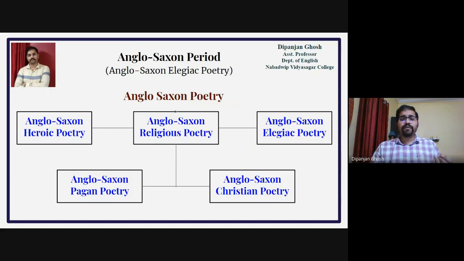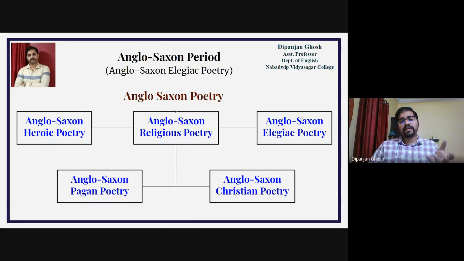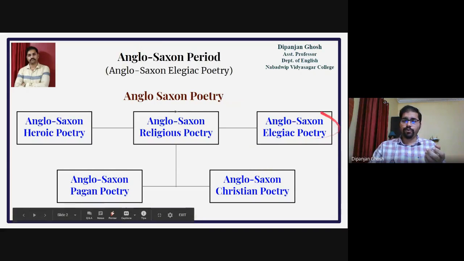At the same time, there is Anglo-Saxon religious poetry, as there is a reference to religion, whether the pagan religion or the Christian religion, because in 598 the Christianization of England officially began. So the Anglo-Saxon religious poetry can be divided into two major sections: Anglo-Saxon pagan poetry and Anglo-Saxon Christian poetry. The last thing that lies behind it is the Anglo-Saxon elegiac poetry.